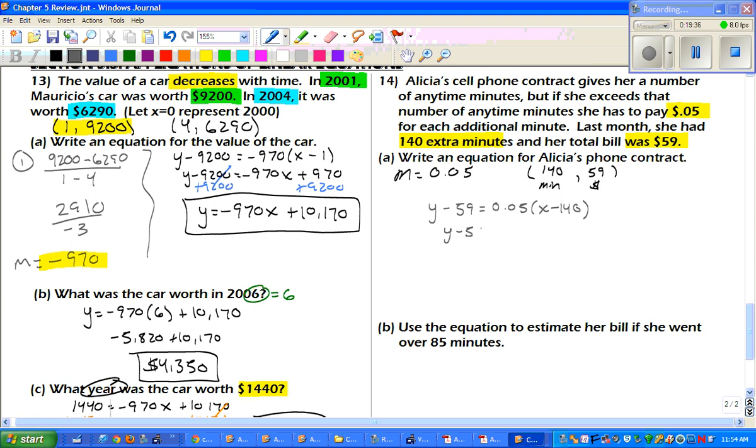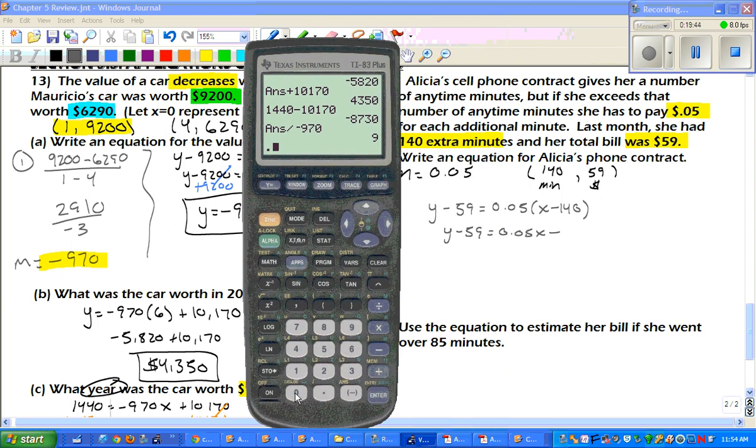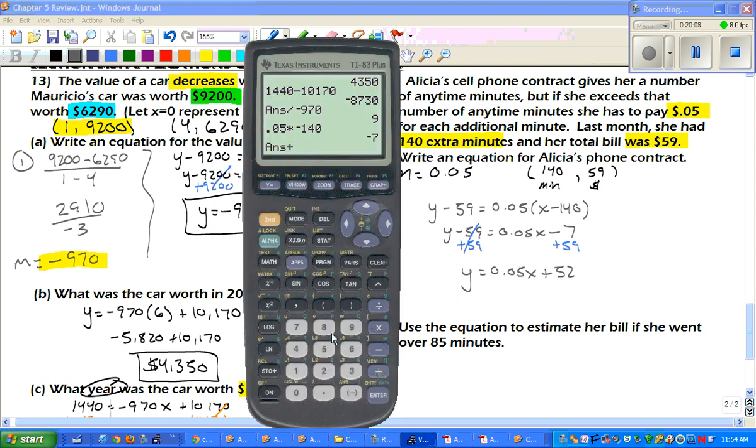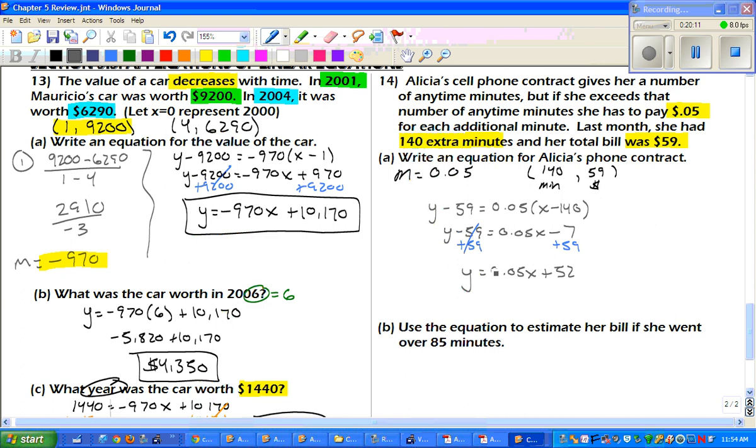The first thing we have to do is distribute, and we're doing 0.05 times negative 140, which gives us negative 7. We're going to add 59 to both sides. y equals 0.05x plus 52. Just to be sure, negative 7 plus 59 gives us 52.